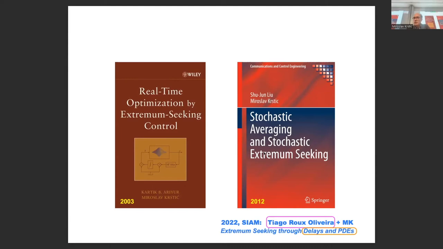A stochastic version was introduced along with the new averaging theory to enable its stability analysis in 2012 with a postdoc, Shujun Liu. And the newest major effort that took us the last 6 to 7 years, with Thiago Ru Oliveira, who is here in the seminar, is about to come out by the end of the year as a new book on extremum seeking in the presence of delays and PDEs.